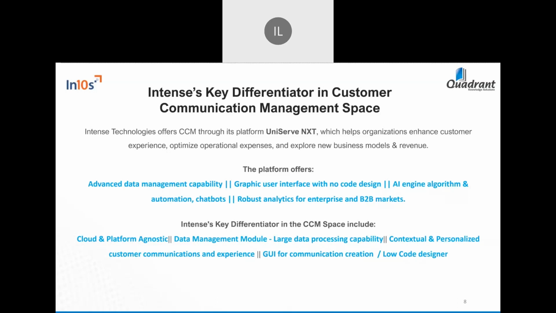The next capability or key differentiator that In10s brings is contextual and personalized customer communication and experience. The platform essentially enables the business to embed variable data elements in customer communication. Further, the business rules and actions within the product help in hyper-personalizing messages such that they're relevant to the customer's usage, geographical location, and other factors. So personalized communication is right on the table.